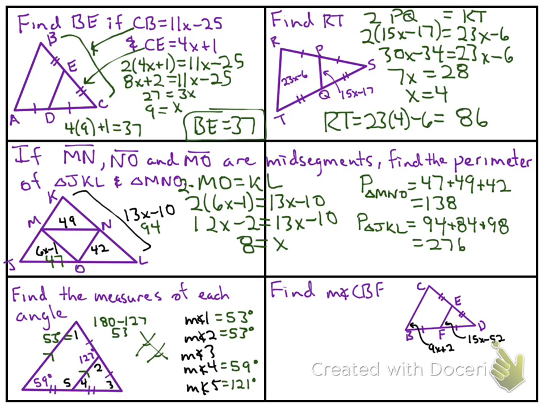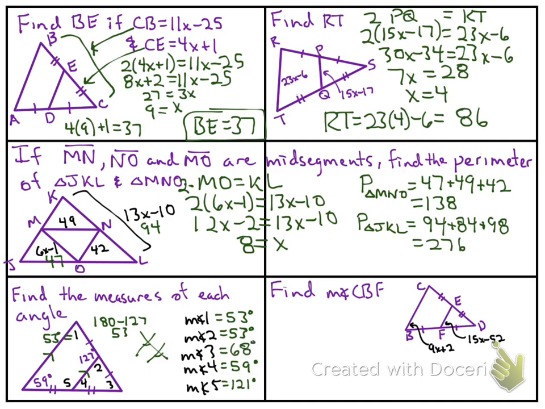They're the same triangle, it's just scaled a little bit different. They're similar, which is something we talk about later. So 53 and 59 gives us 112. We subtract that from 180, and we get 68 degrees for angle 3.